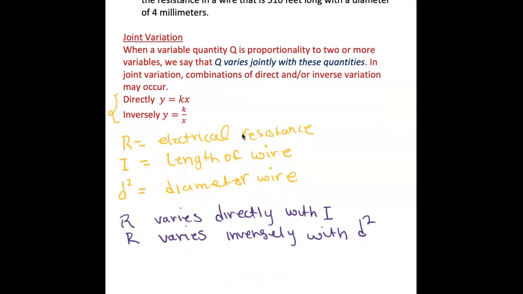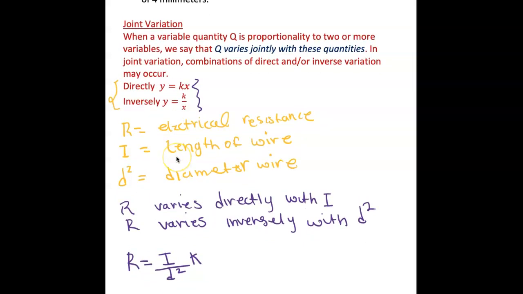So using this both variation, we're going to have the l at the top and the d at the bottom because R varies directly with l and inversely with d squared. So R varies directly with l and inversely with d squared. And then we have the constant k. So now let's just substitute the information that we're given in this example so we can go ahead and find the k.